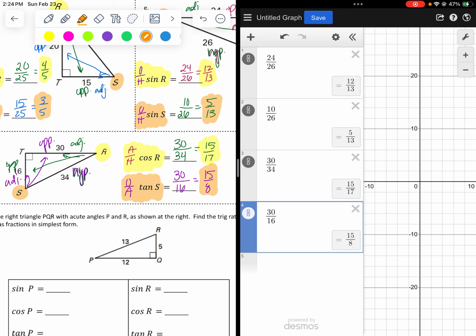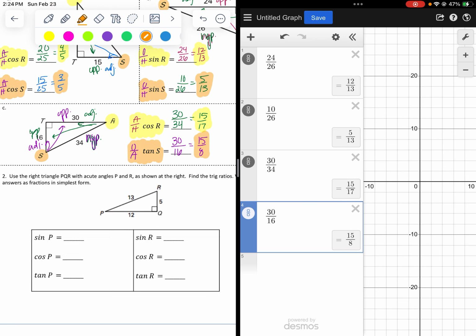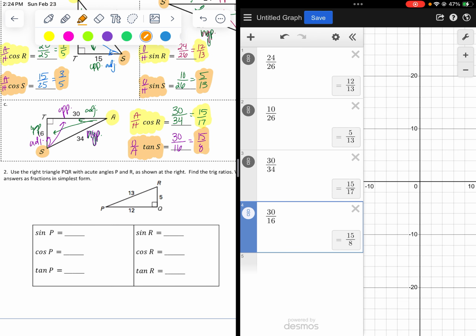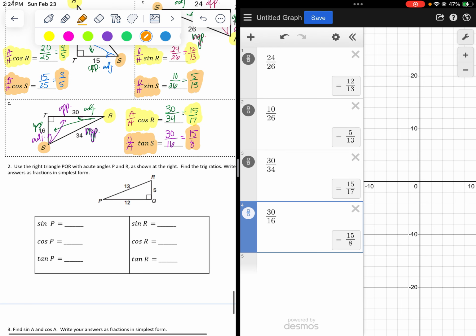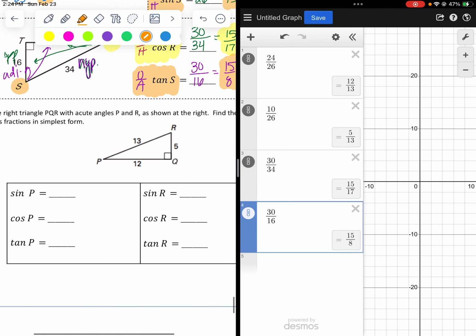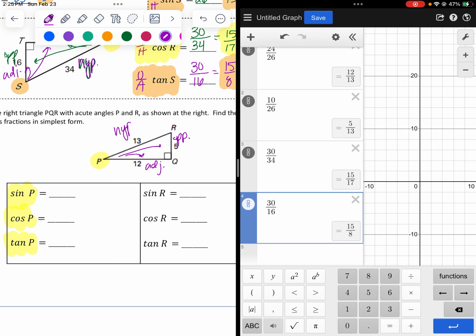Okay. All right, final stretch. It says use the right triangle PQR with acute angles P and R, as shown at the right. Find the trig ratios. You are going to write your answers as fractions in the simplest form, right, using Desmos in this case. Let's focus on the first box. I have sine of P, cosine of P, tangent of P. So great, right? We're all looking at the same reference angle right here. Okay, so I'm going to label it. So I have the opposite side to be 5, adjacent side to be 12, and then my hypotenuse to be 13.